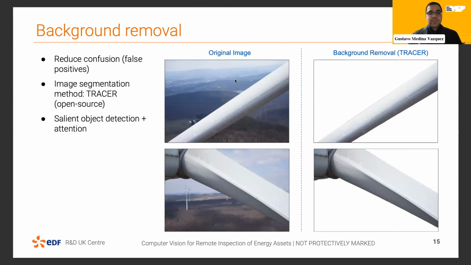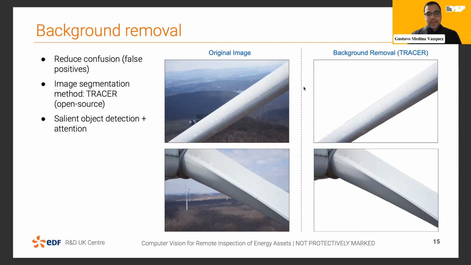And after trying a bunch of different things, what ended up working best for our case was using this model called TRACER, which basically does image segmentation and uses a combination of salient object detection with an attention mechanism. I think this model was proposed in 2020 or 2021, so it is relatively recent. And we observed that, for our application, as you can see on the screen, it is doing a fairly good job of getting only the main part, the foreground, which is the blades. So that was one route: doing the background removal.